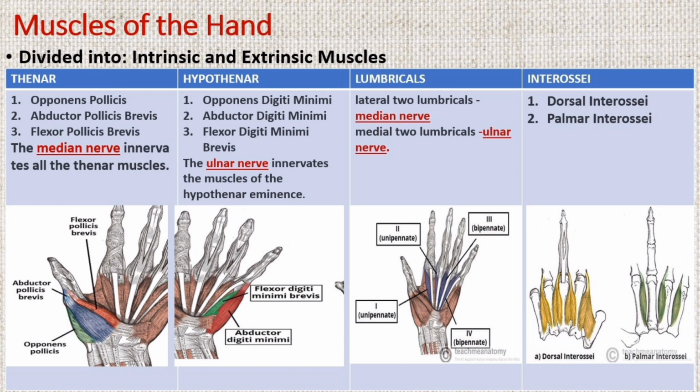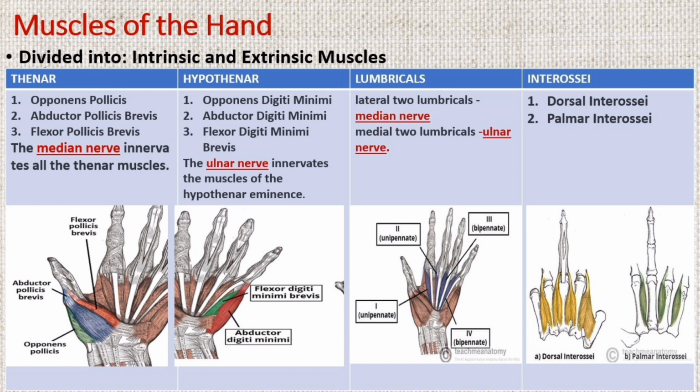Flexor pollicis brevis. The flexor pollicis brevis forms the medial aspect of the thenar eminence. It is described as having a superficial and deep part, although the deep component is variable in size. Attachments. Originates from the tubercle of the trapezium and from the associated flexor retinaculum. Attaches to the base of the proximal phalanx of the thumb. Actions. Flexes the metacarpophalangeal joint of the thumb. Innervation. Median nerve recurrent branch. The deep head is innervated by the deep branch of the ulnar nerve.